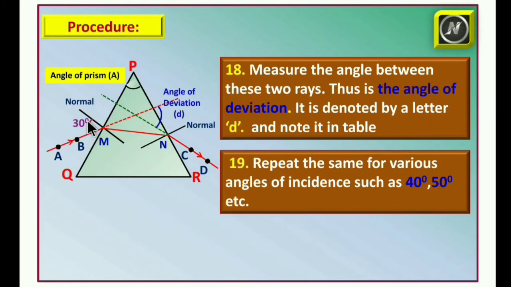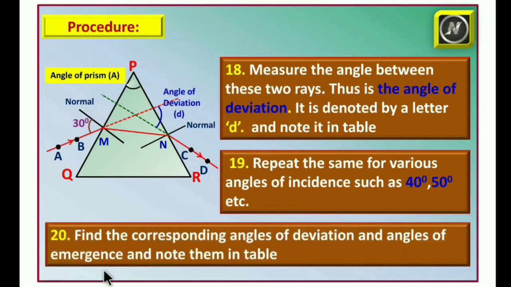Here we have taken 40 degrees. Again we have to draw the outline of the triangle using the prism, take the 40 degrees angle, and find the emergent ray angle, that means the angle of emergence. Similarly for 50 degrees, 60 degrees, 70 degrees, for different angles we have to do the same, note down the readings, find the corresponding angles of deviation and angles of emergence, and note them in a table.